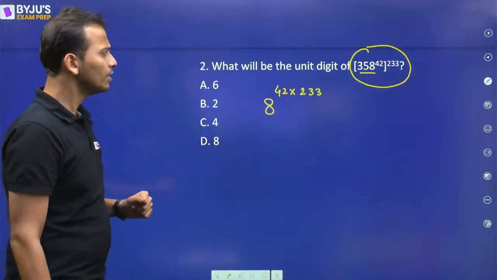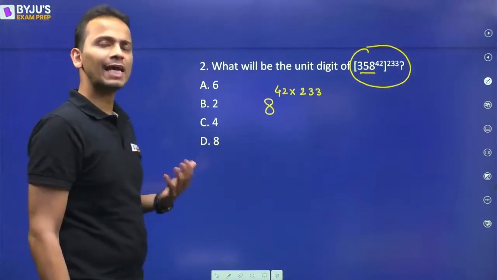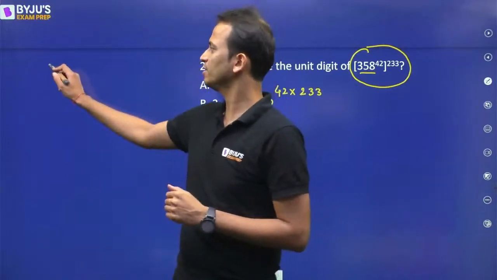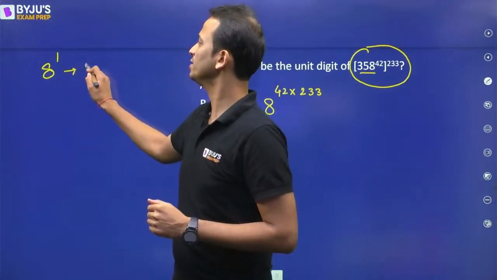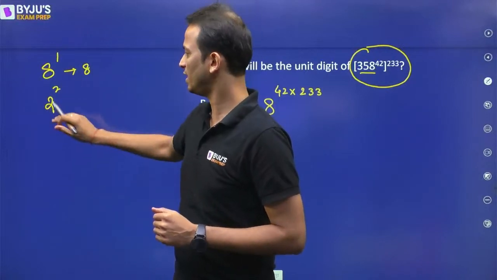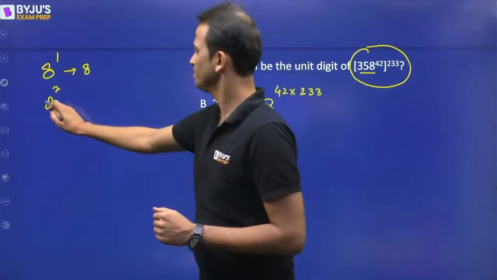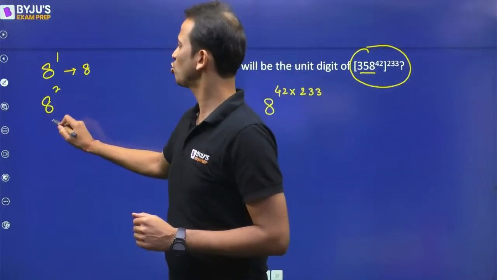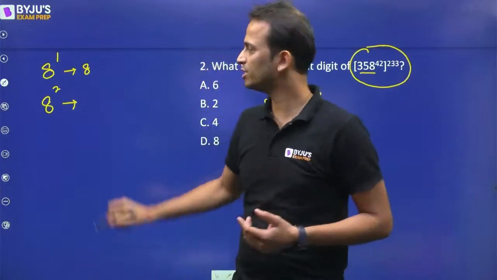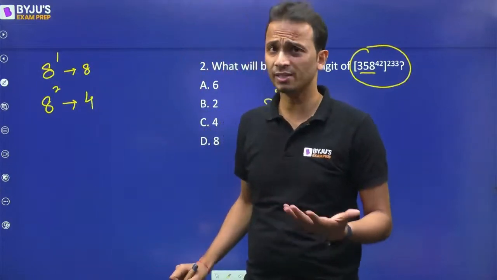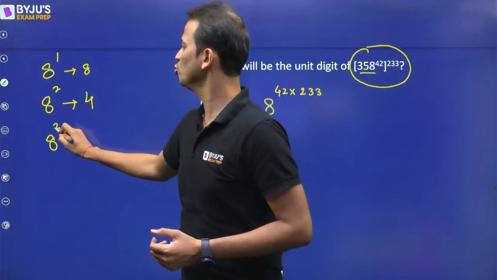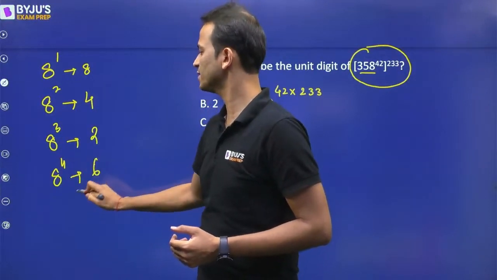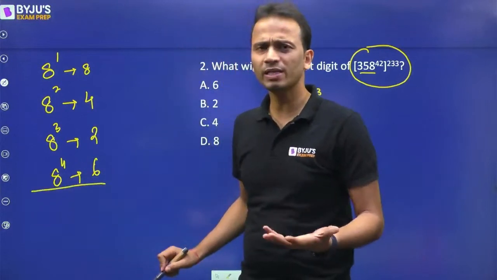Okay. Now, let us talk about the cyclicity of the unit digit of the powers of 8. So have a look at it. 8 raised to the power 1 is 8. 8 square, I'm sorry. Now 8 square, the unit digit will be 4. 8 into 8 is 64. 8 cube, the unit digit is 2. 8 raised to the power 4, the unit digit is 6. And then the unit digit will start repeating.